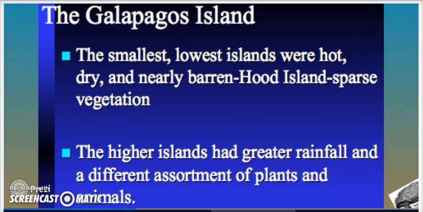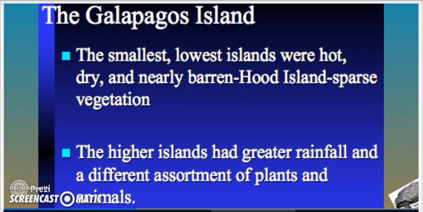As he came around South America and mapped the western coast of the continent, they then sailed out further into the Pacific Ocean to a group of 13 small to medium-sized islands called the Galapagos Islands. They spent a lot of time there. There were big differences from one island to the next.